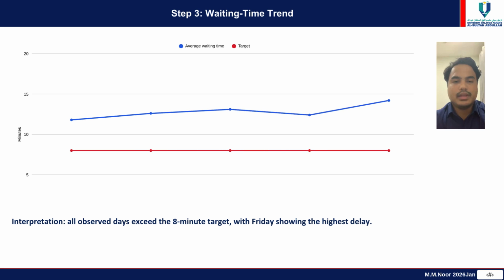Step 3. Waiting time trend. This trend shows that the average waiting time exceeded the target on every observed day. On Friday, it recorded the highest waiting time at 14.2 minutes. This shows that the issue is not random or isolated. It is a repeated problem during peak lunch hours, so a structured improvement is necessary for this problem.